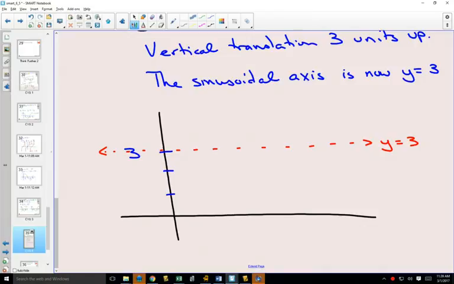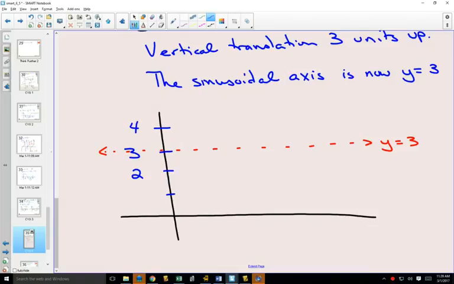Can you see in this one that your amplitude is still 1? Our definition of our amplitude is from the center line up to the maximum and down to the minimum. So now that my center line is at 3, if my amplitude is 1, can you see that my maximum value is going to be at 4? And my minimum value is going to be at 2.